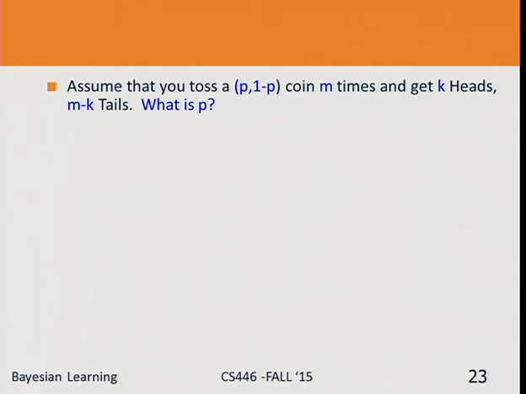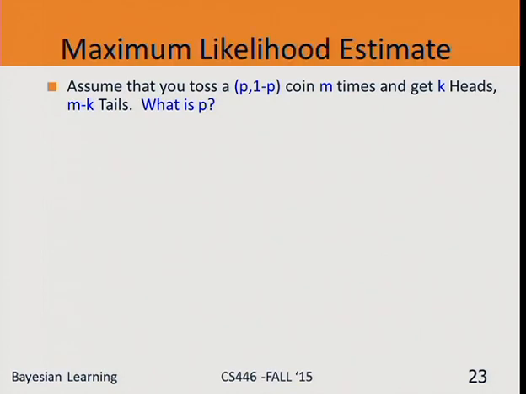Okay, so the suggestion here is that K over M is a hypothesis, and this hypothesis is more likely than another to explain this data, that I tossed the coin M times and I got K. So basically that's the game we're playing today, right? We're doing maximum likelihood or MAP assumption. We're going to do maximum likelihood today. So let's just derive it.